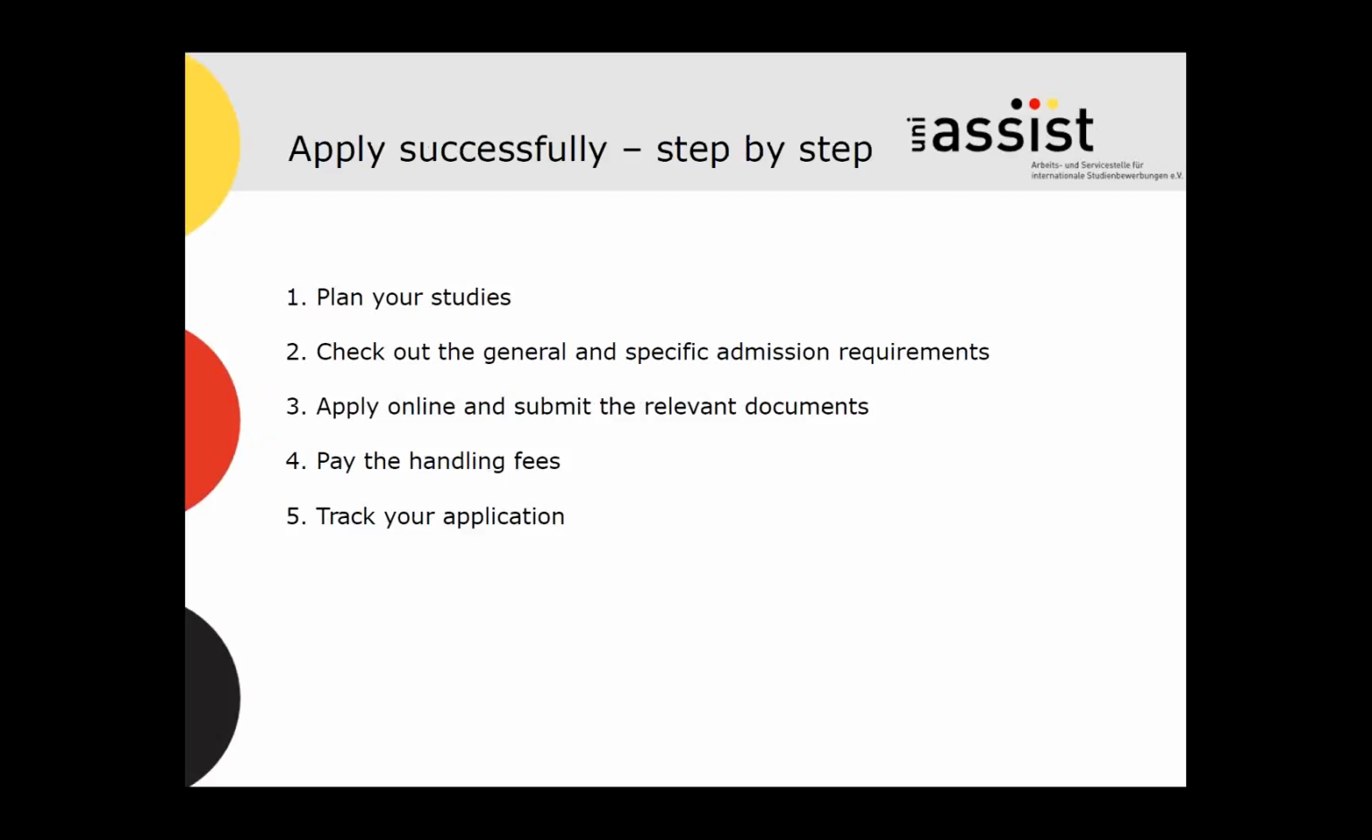We often get asked how to apply successfully. That is why I'm going to give you a step-by-step guideline on how to proceed. First of all, it is crucial that you plan your studies and gather information. Then you should check out the general and specific admission requirements. After that, please apply online and submit the relevant documents to Uni-assist. Then you must pay the handling fees. After that, you can track your application at Uni-assist.